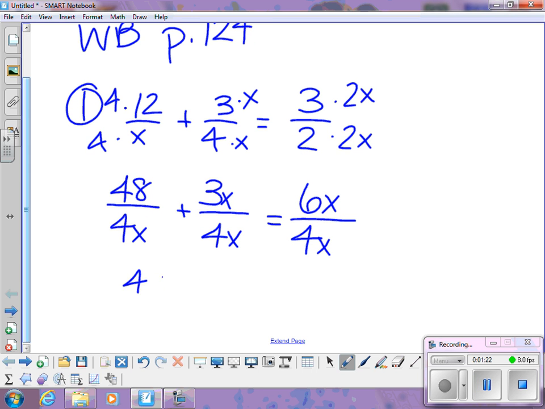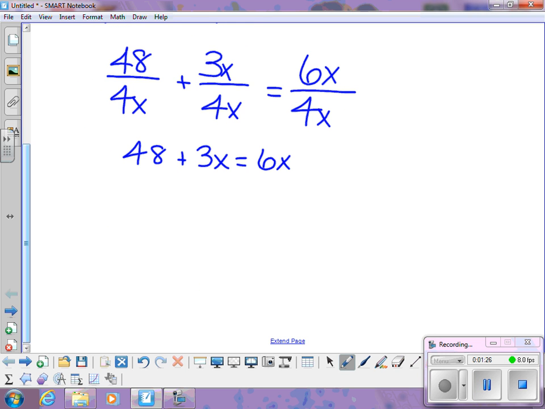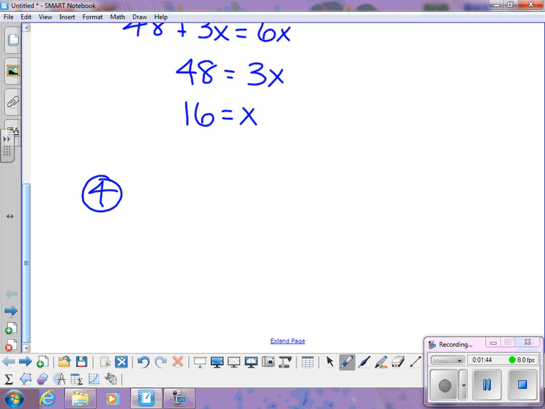So you get 48 plus 3x equals 6x. Subtract 3x, so I get 48 equals 3x, divided by 3. 16 equals x. What was the next one y'all were supposed to do? Number 4. Okay. I assume you need to see it.